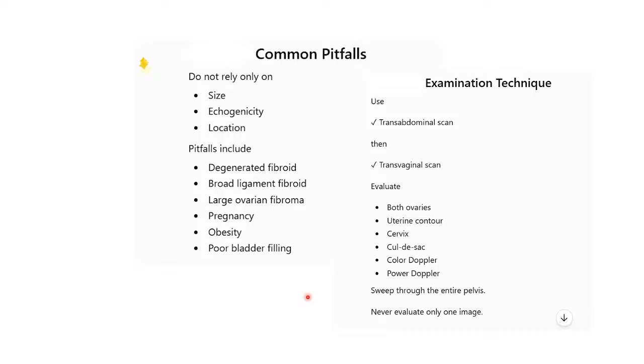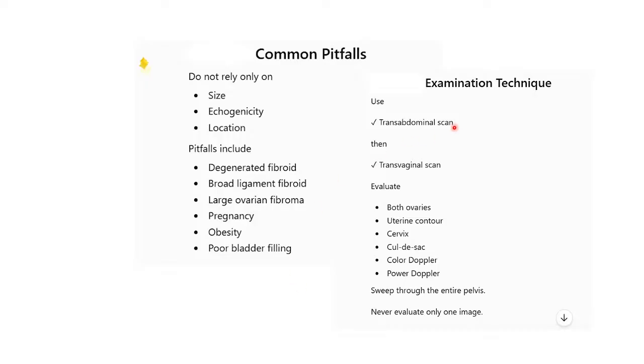So we are saying the location on its own is not enough to say that this is coming from the ovary or uterus. The echogenicity on its own cannot be used to differentiate or to localize the origin of a mass. The location itself can go anywhere, but consider where it is attached to the uterus, for instance. So the pitfalls include degenerating fibroid, broad ligament fibroid, large ovarian fibroma, pregnancy, obesity, poor bladder filling.